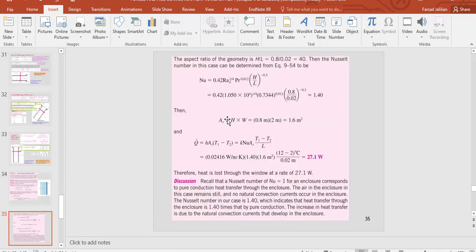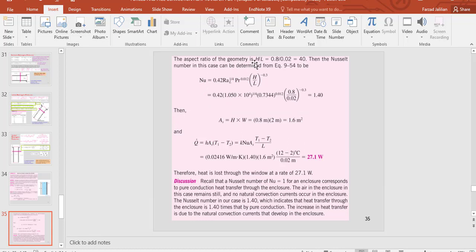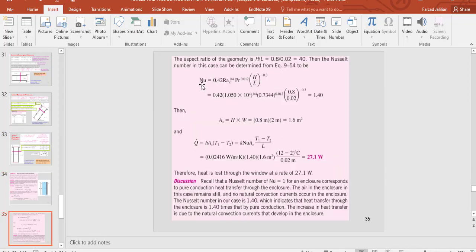How much is the aspect ratio for our example? H divided by L. What is L? L was the distance between two surfaces, and H is the normal direction to that L. The dimensions are given, so H divided by L, or aspect ratio, will be 40. Then the Nusselt number in this case can be determined from this equation. According to this slide as well, we should use this equation to find the Nusselt number.